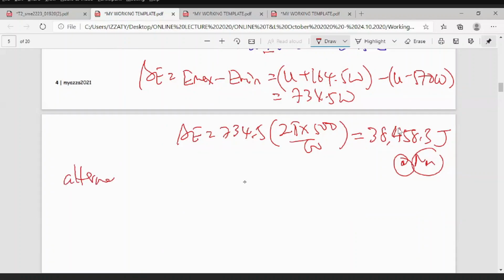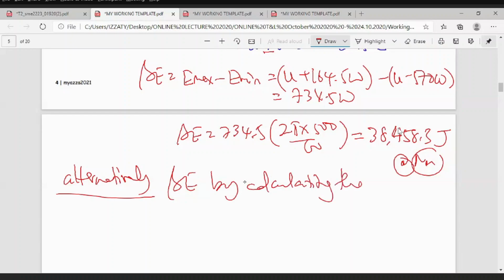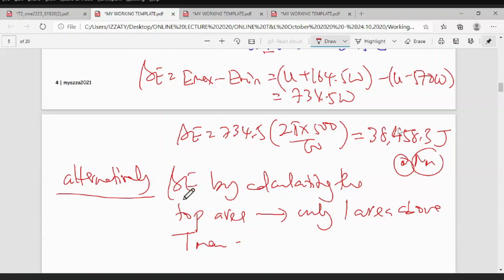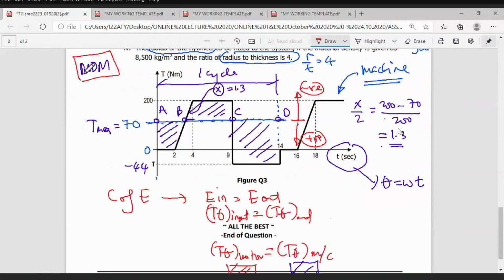Alternatively, you can check the beta E by calculating the top area, isn't it? The top area where you found that only one area, remember, overshooting above the mean. For example, here, come back to here, I want to prove that I answer your question, yeah? This one, top half, only this one. Okay, how is it?